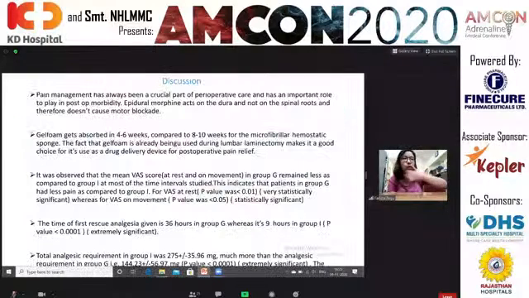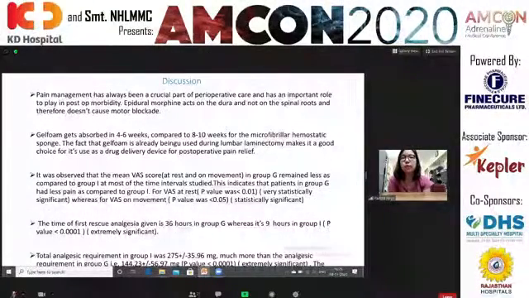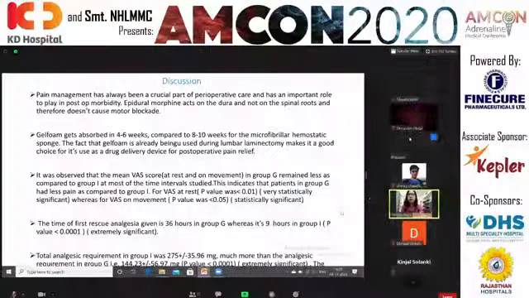Now coming to the conclusion, pain management will always be a crucial part of perioperative care and has an important role to play in postop morbidity. Epidural morphine acts on the dura and not on the spinal roots, and therefore does not cause motor blockade. Gelform gets absorbed in 4 to 6 weeks compared to 8 to 10 weeks for the microfibrillar hemostat. The fact that Gelform is already being used during lumbar laminectomy surgeries makes it a good choice, as it's used as a drug delivery device for post-op pain.